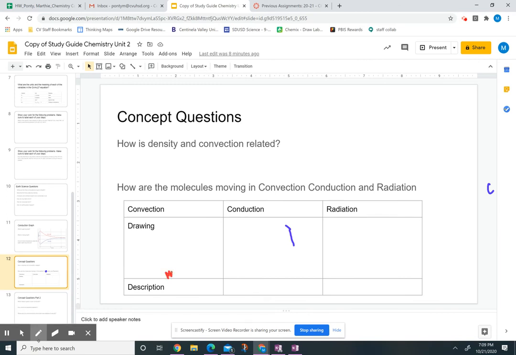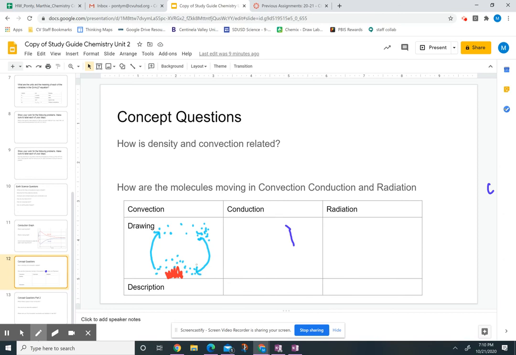So I'm going to do my mini fire again. Then I am going to have molecules that are close to this fire. And what is going to happen is that as they get heated, they're going to spread and float up and become less dense because they're going to be at the top. Eventually, it starts cooling down and it starts getting more dense. So it's going to cycle back.